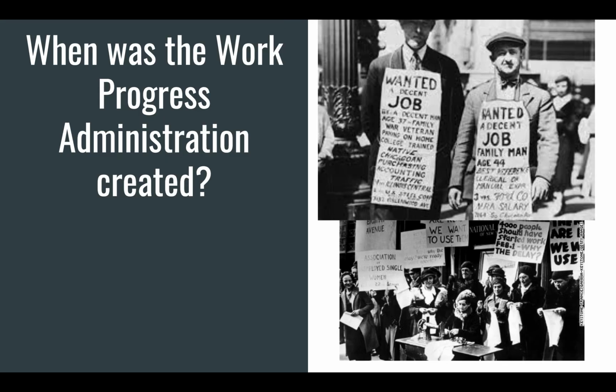The Work Progress Administration was created in 1935 during the blackest years of the Great Depression. What is the Great Depression? What did the Great Depression cause? The Great Depression was the worst economic downturn in the history of the industrialized world. It began after the stock market crash of October 1929, which sent Wall Street into a panic and wiped out millions of investors.